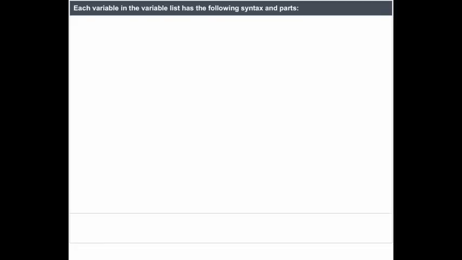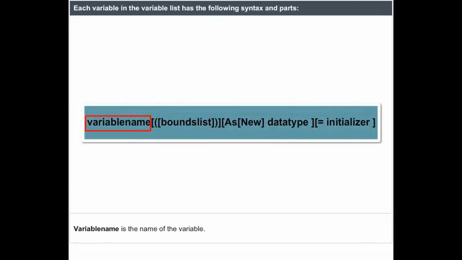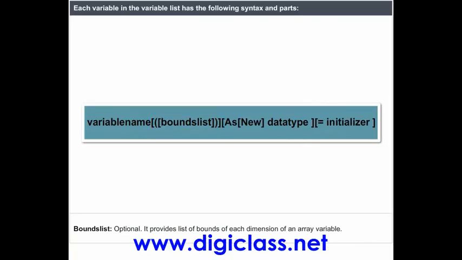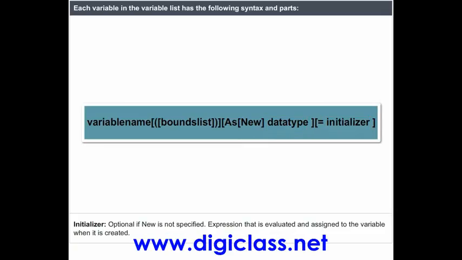Each variable in the variable list has the following syntax and parts. Variable name is the name of the variable. Bounds list, optional. It provides a list of bounds of each dimension of an array variable. New, optional. It creates a new instance of the class when the Dim statement runs. Data type, a must requirement. It specifies the data type of the variable. Initializer, optional if New is not specified. It is an expression that is evaluated and assigned to the variable when it is created.